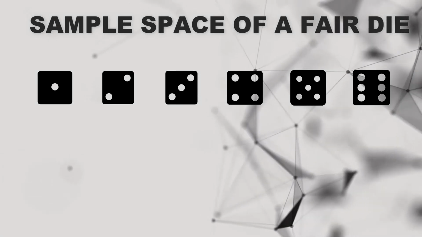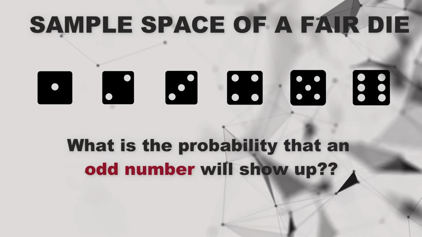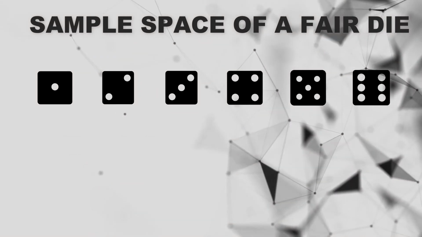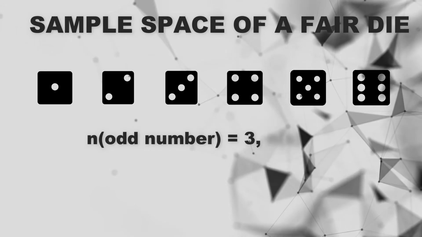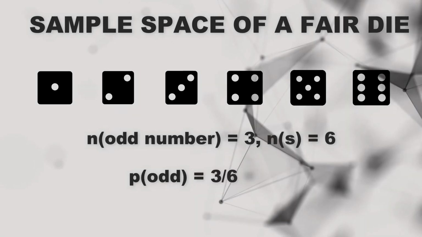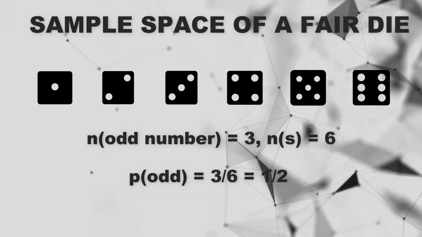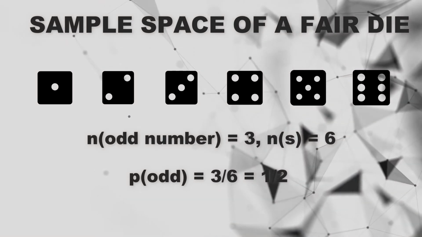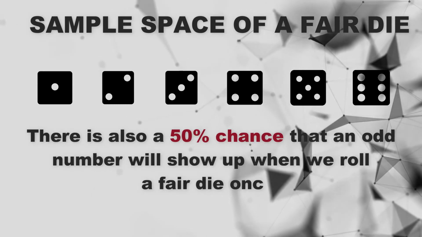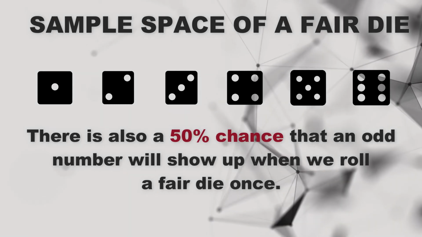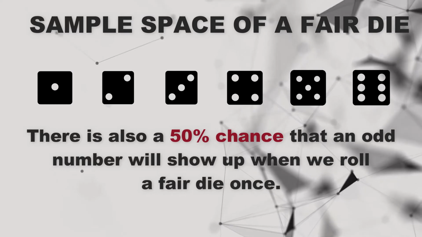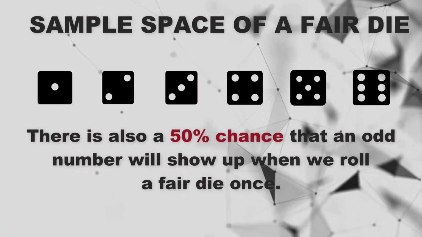We can also ask the question, what is the probability that an odd number is going to show up? As you can see, we also have 3 odd numbers, and so the probability that an odd number will show up is 3 divided by 6, and that gives us 1/2, 0.5, or 50%. So that simply implies that there is a 50% chance that an odd number is going to occur when we roll a fair die just once.